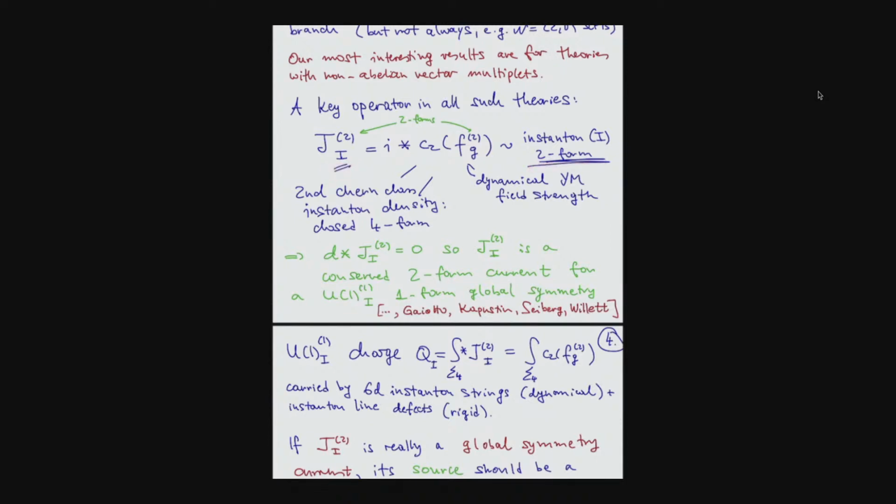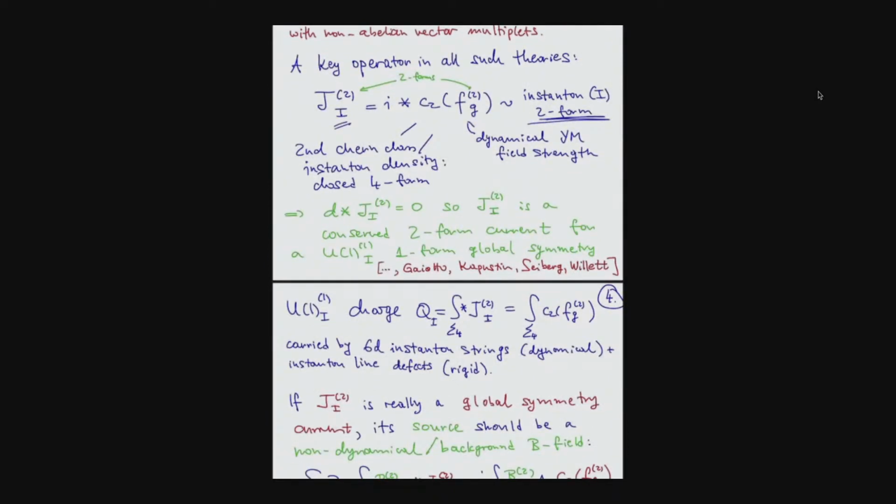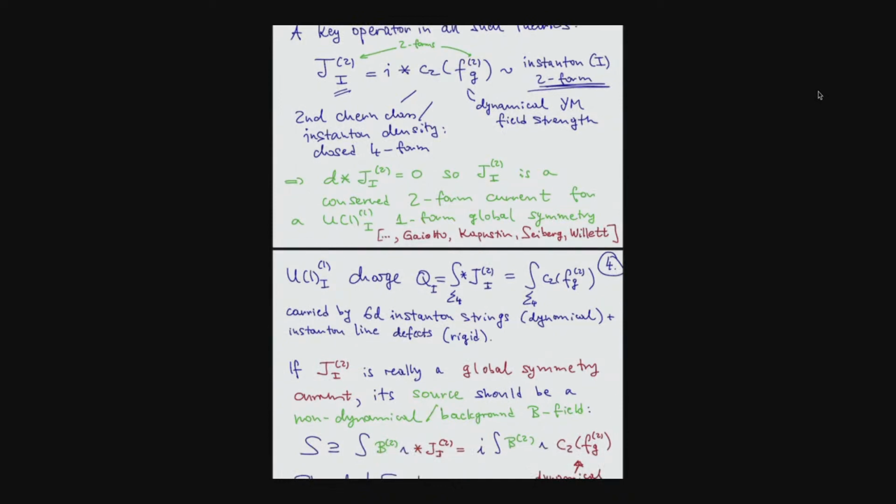And because it's conserved, it's a current. Right? The star of a closed form is always a conserved form. So this J sub I, this instanton density, is a conserved 2-form current in 6 dimensions. And therefore, you can integrate it to make a U(1) 1-form symmetry in 6 dimensions. And this is a continuous 1-form symmetry because it came from a current, from a local conserved current. I'll call this the instanton 1-form symmetry. So this symmetry is present in all 6D gauge theories, very similarly to how the monopole symmetry is present in lower dimensional abelian theories.